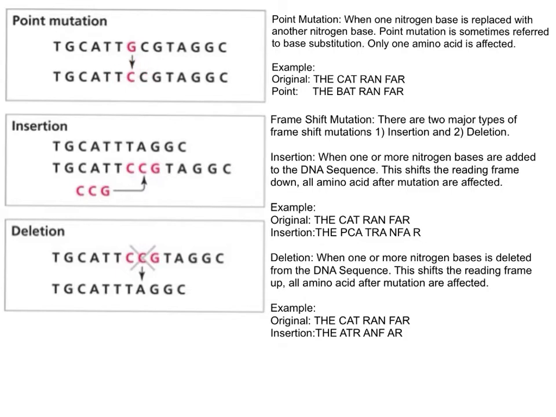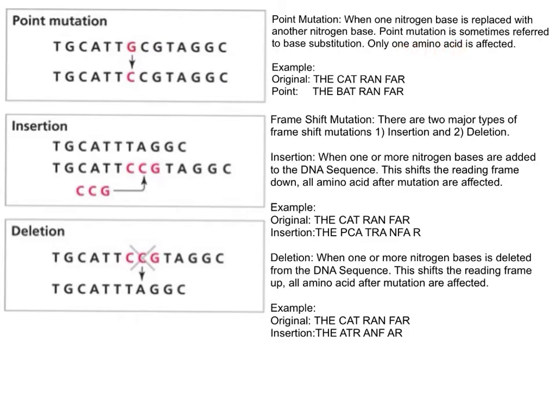Now, point mutations are sometimes referred to as base substitutions. So you need to know both. Point mutation and substitution are referring to the same thing. Now, when we look at point mutation and we're looking at the effect that we had in DNA, what would be the effect when we look at our protein? Point mutation, since it's only changing one base, only one amino acid is affected.